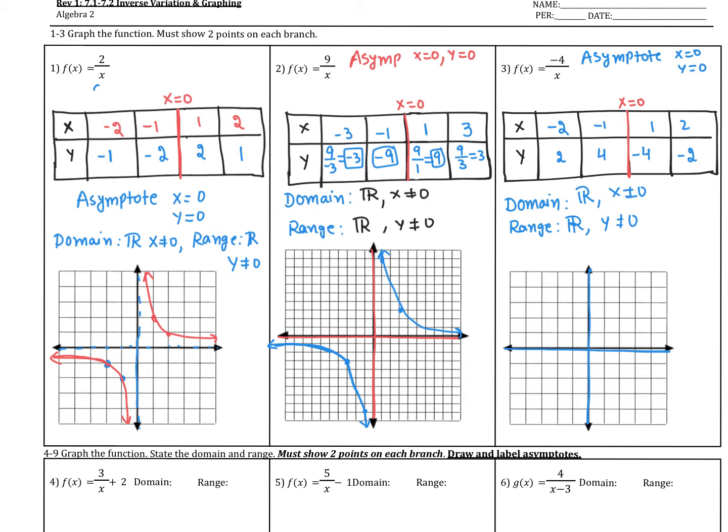Now we are going to plot these numbers, negative 2 comma 2, negative 1 comma 4. So you're going to get this graph, 1 comma negative 4 and 2 comma negative 2. Since it's a negative in front, so it's going to be an opposite quadrant where you're going to get the curves. It's going to be an opposite quadrant, then a positive sign.